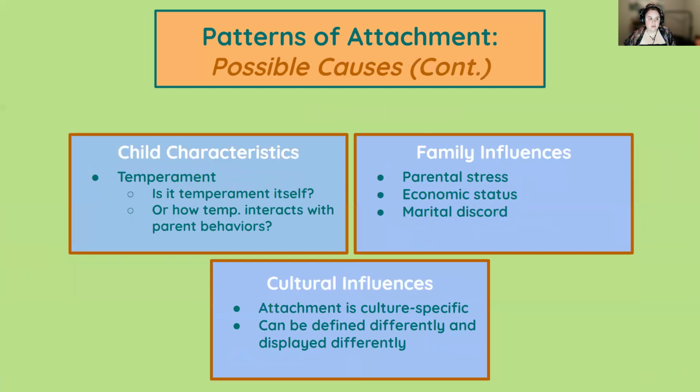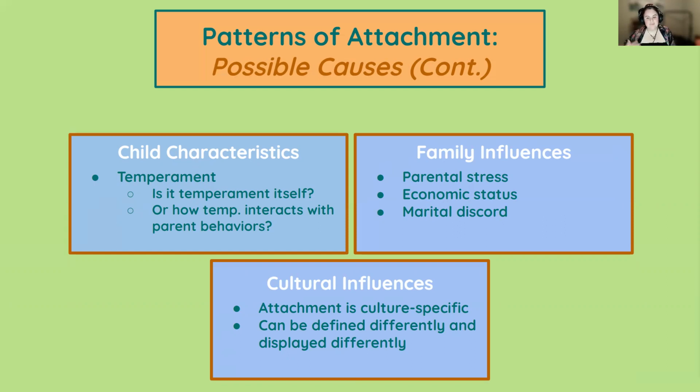Now, let's also talk about some other possible influences. So, child characteristics. There has been a small association between attachment styles and temperament. Could it be the temperament itself? Maybe there's something biologically wired or inherent to that temperament that impacts attachment style? Or could it be how the child's temperament interacts with the parent and their caregiving?